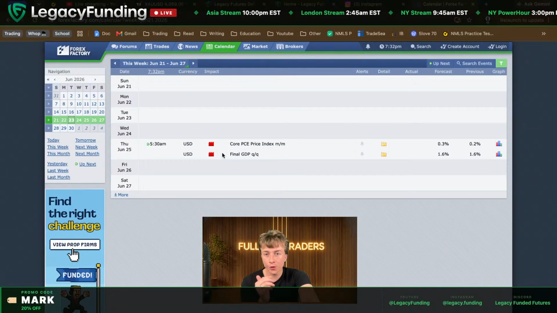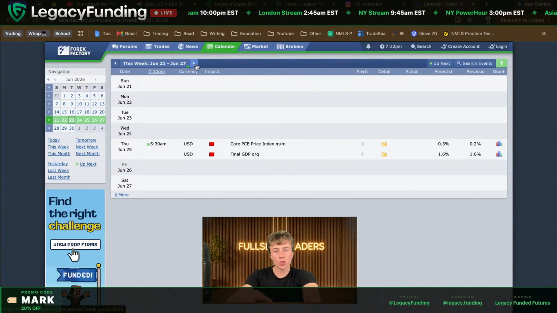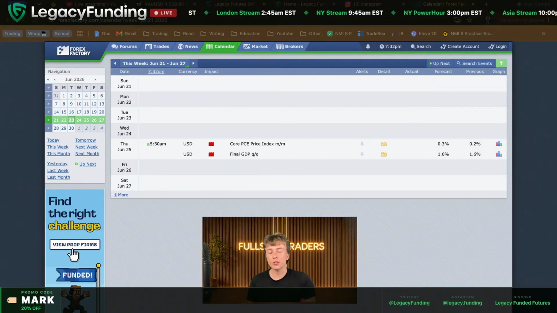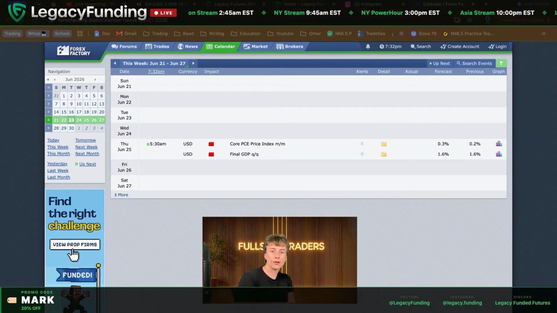So always look for the red folder news events. When you find them, those are the high probability days of the week. That's when the market's going to be moving towards its target.